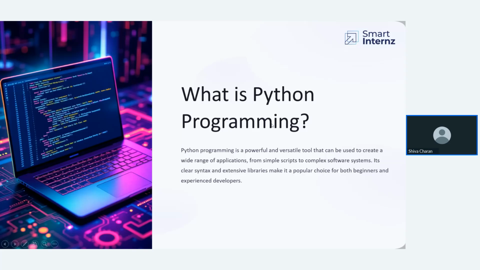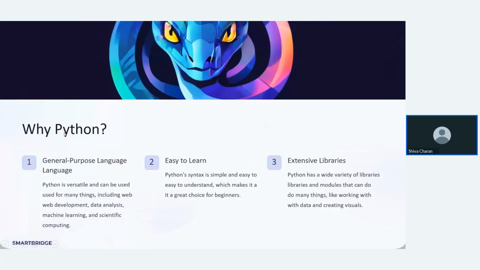So this is about Python programming, which is a popular choice. Why only Python programming? There were three main categories we can say: a general purpose language, easy to learn, and extensive libraries. Extensive libraries, what is it saying? A wide variety of libraries and modules that can do many things like working with data and creating visuals.